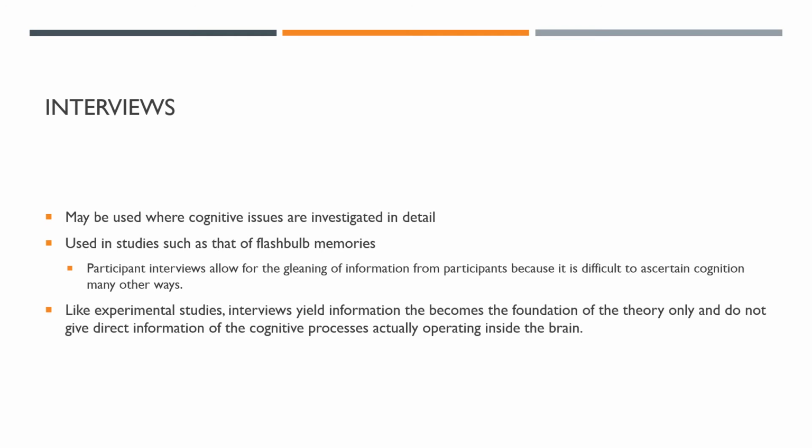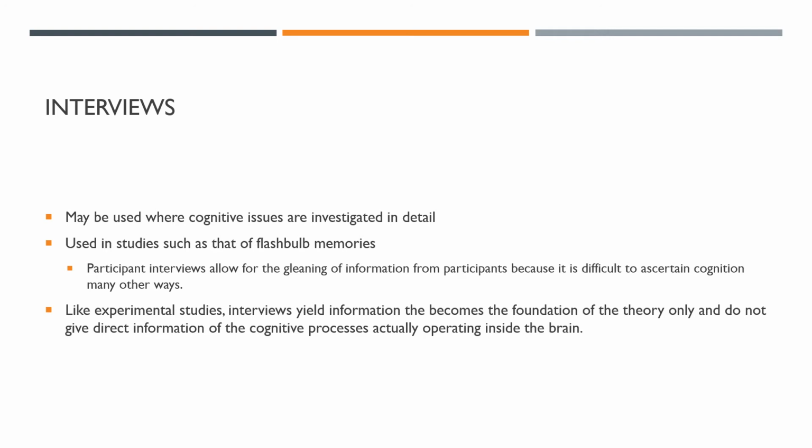The second method here is interviews. These may be used where cognitive issues are investigated in detail, and they are used in the study of flashbulb memories. Flashbulb memories, again, are a detailed memory that is encoded specifically because it is so emotional and so important to the life of the individual.